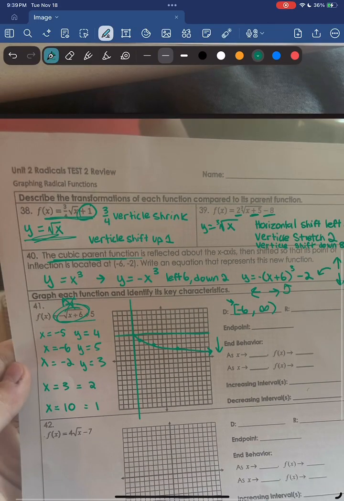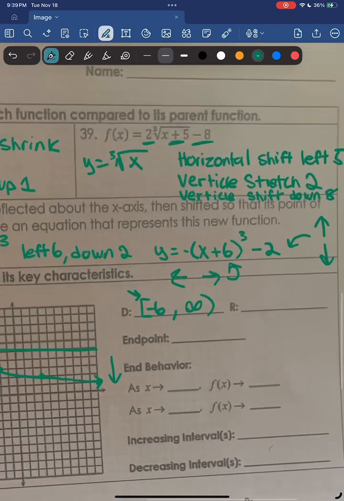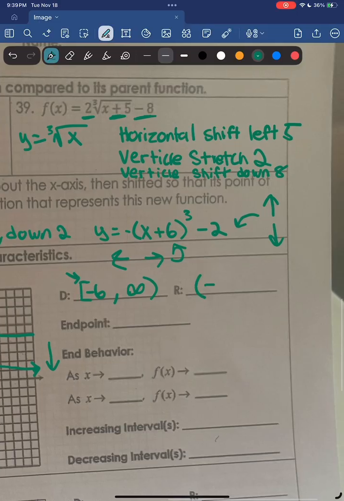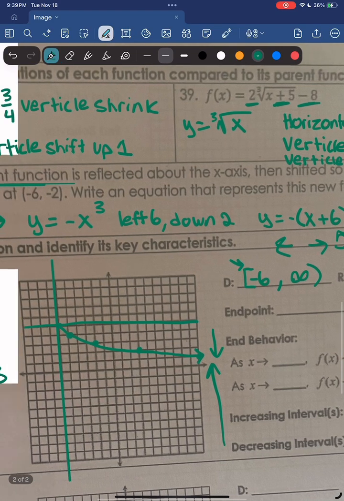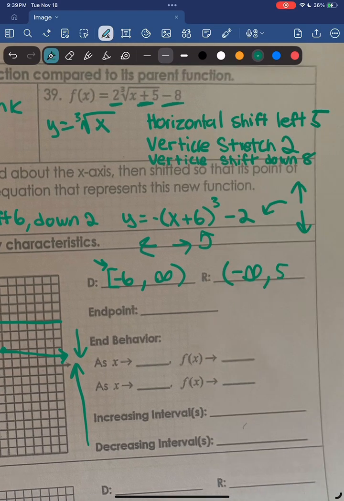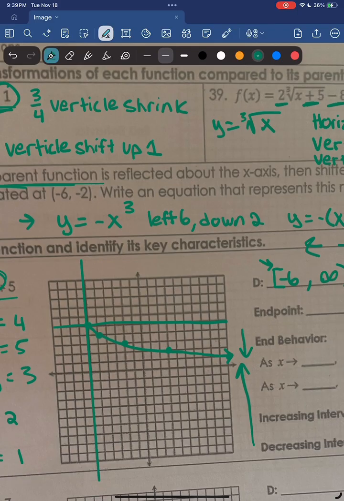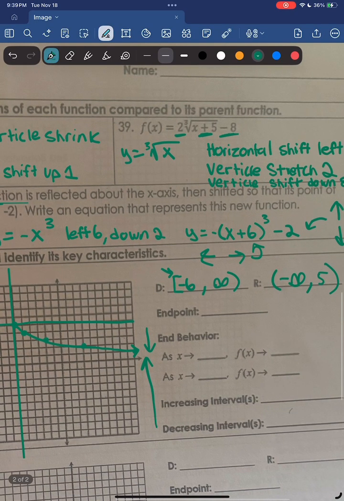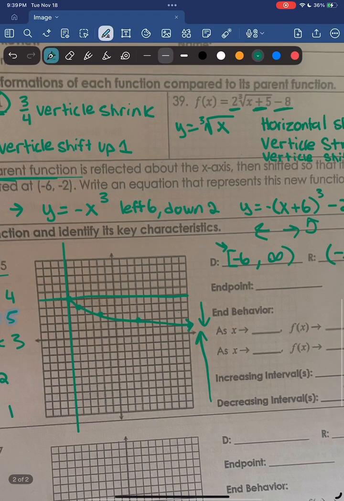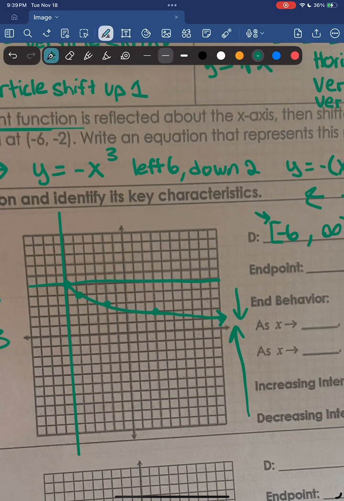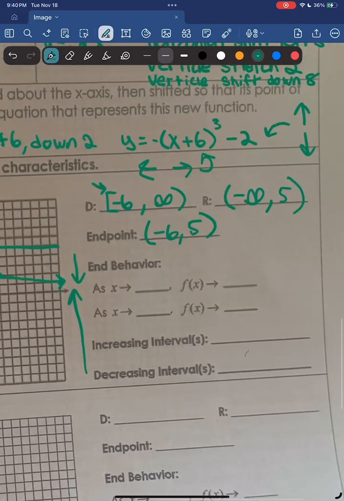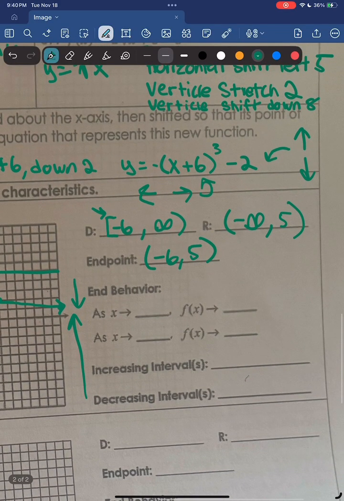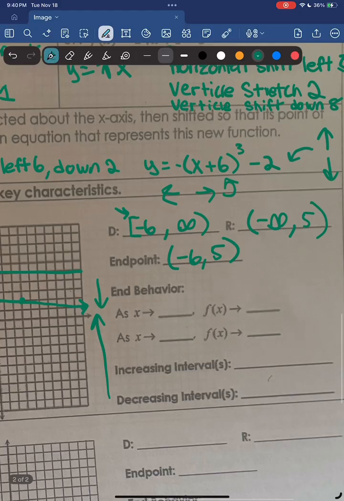So our range is going to be from negative infinity, right? Because it's coming up, all the way up to 5, which is where this point is, the last possible point that we could have. So that also tells us where our endpoint is, right? Our endpoint for this line is going to be at negative 6, 5. So now the end behavior is basically just asking the same thing as the domain and the range.